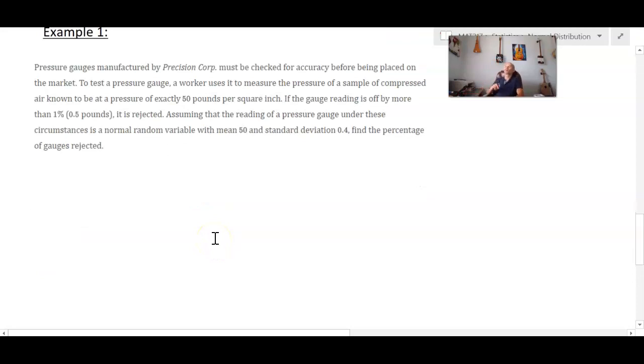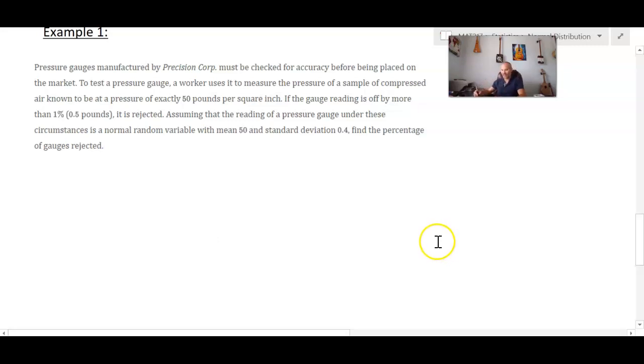Example 1, pressure gauges manufactured by Precision Core must be checked for accuracy before being placed on the market. To test a pressure gauge, a worker uses it to measure the pressure of a sample of compressed air known to be at a pressure of exactly 50 pounds per square inch. If the gauge reading is off by more than 1%, it is rejected. Assuming that the reading of a pressure gauge under these circumstances is a normal random variable with mean 50 and standard deviation 0.4, find the percentage of gauges rejected.